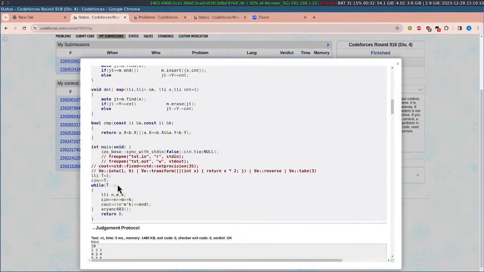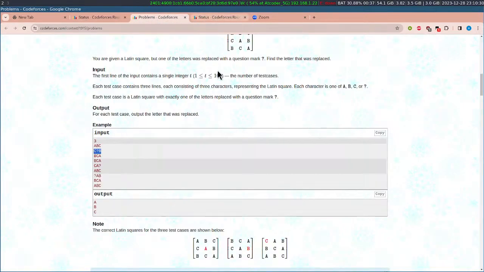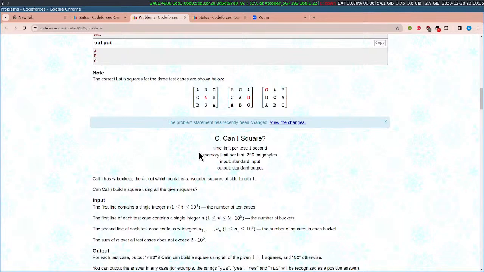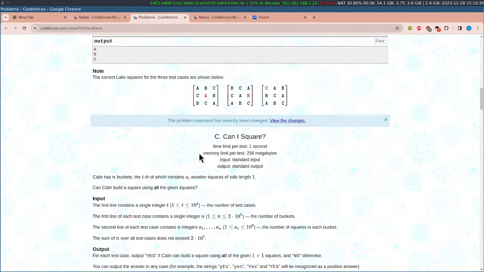We know that each number appears 2 times. If we take the XOR of all the 3 numbers, XOR has a property: if you do a XOR 2 times, they cancel out each other. Like this was the idea for B1, and probably now I will start the next problem.